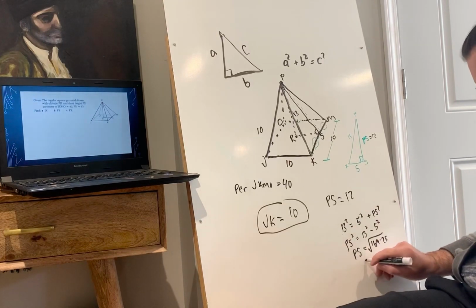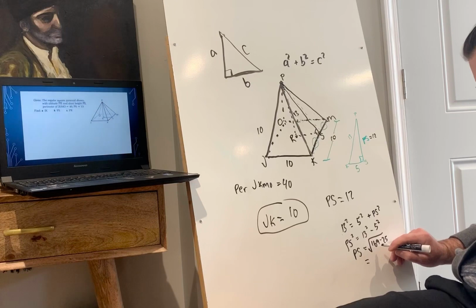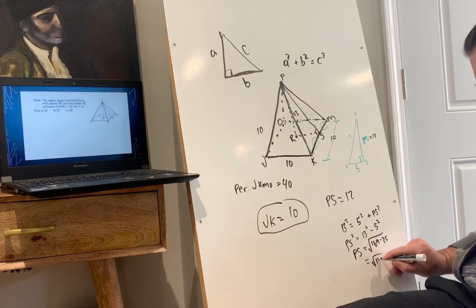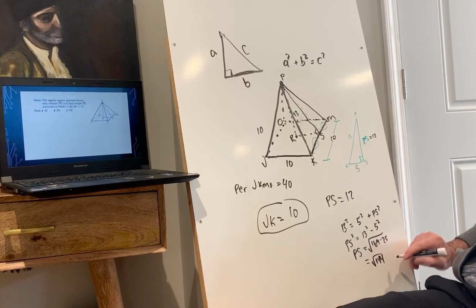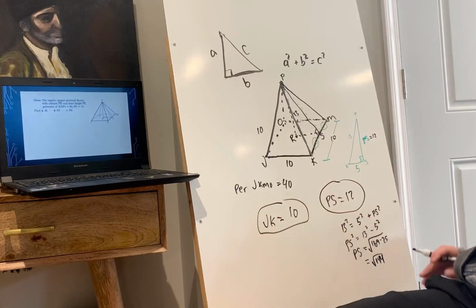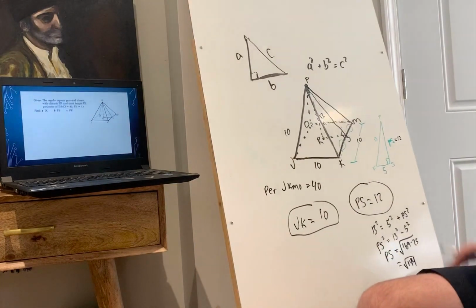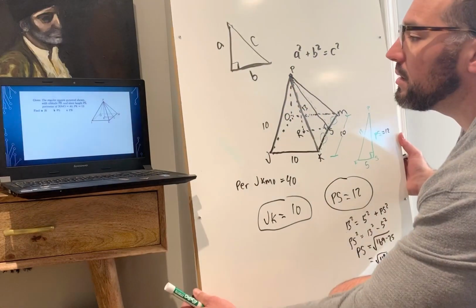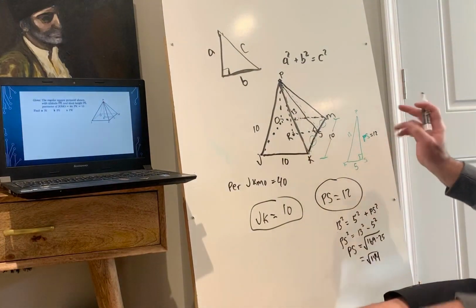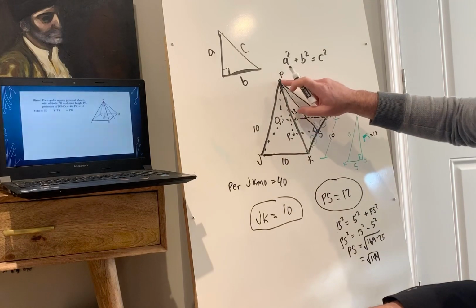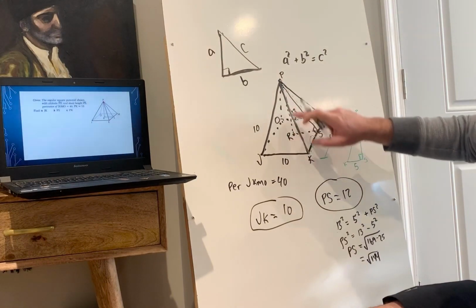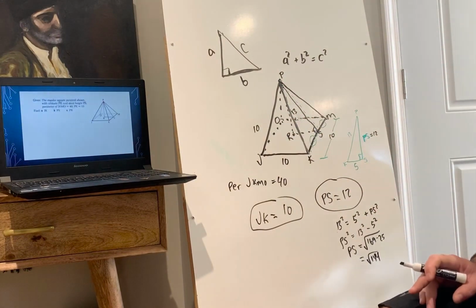What does that equal? Let's see. 144? Okay, square root of 144 is 12. So there you have it, PS is 12. So that's the slant height. The last thing they want us to find is PR. That is the altitude that goes through the middle of the pyramid there.